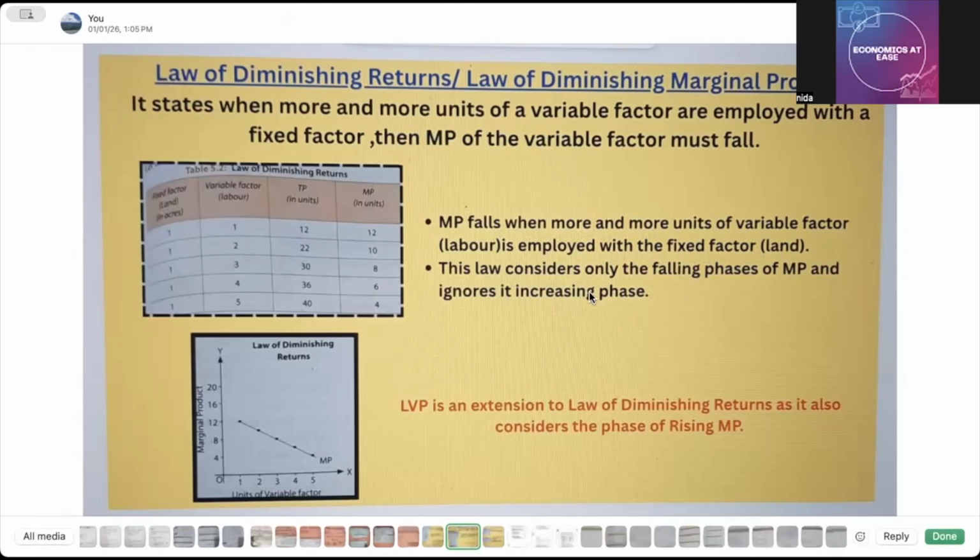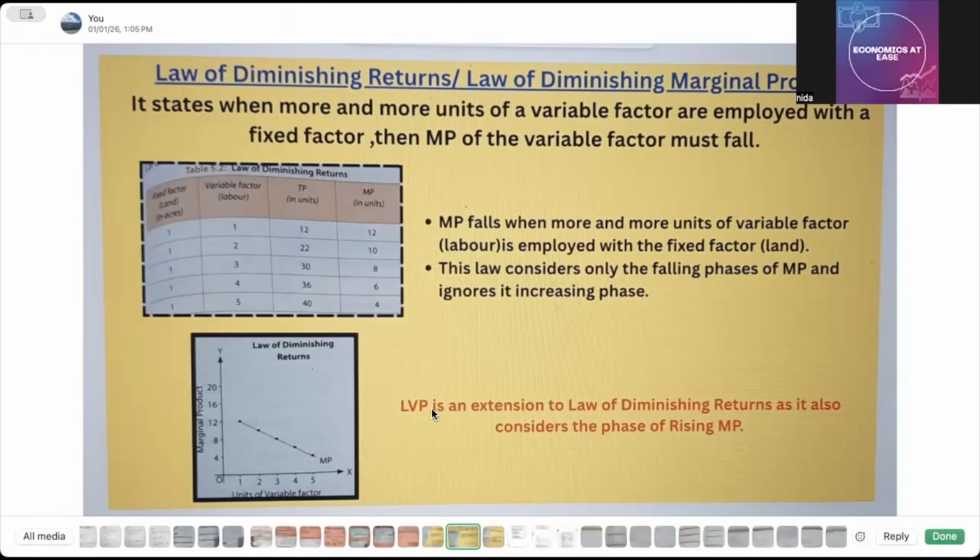So this law considers only the falling phase. It is not telling you about the increase. The increase we can see in the LVP, that is the law of variable proportion. So in short, we can say LVP is an extension of the law of diminishing returns, as it also considers the phase of rising MP. We can see the rising MP in the LVP stage.